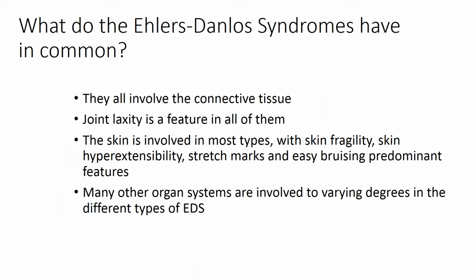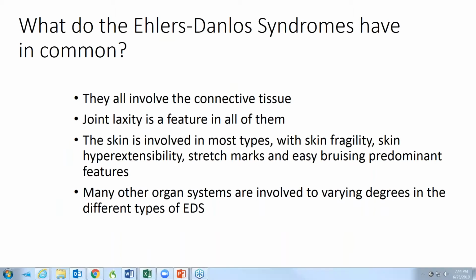So we have 14 different conditions. We're lumping them under the category of Ehlers-Danlos syndromes. What do they have in common? Well, they all involve the connective tissue, and joint laxity is a feature for all of these disorders. The skin is involved in most of the types, with skin fragility, skin hyperextensibility, stretch marks, and easy bruising, predominant features of the skin in the Ehlers-Danlos syndromes. And many other organ systems are involved to varying degrees in the different types of EDS, and I will be going through the involvement of the different organ systems as we get further into the talk.